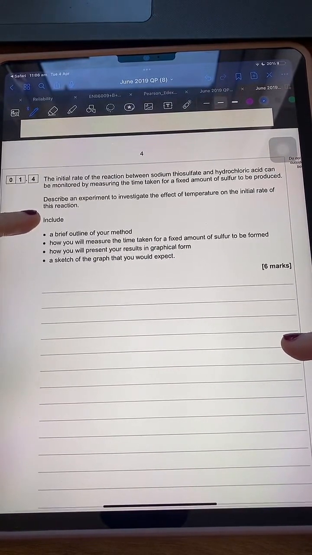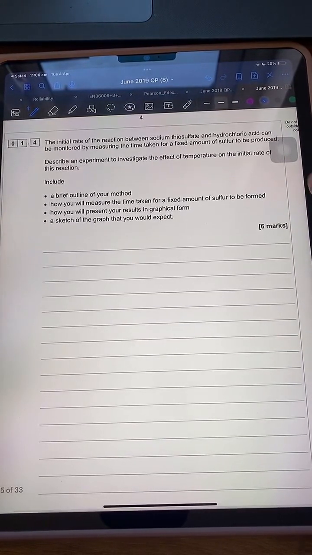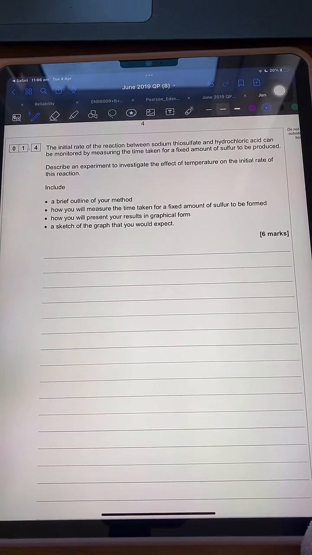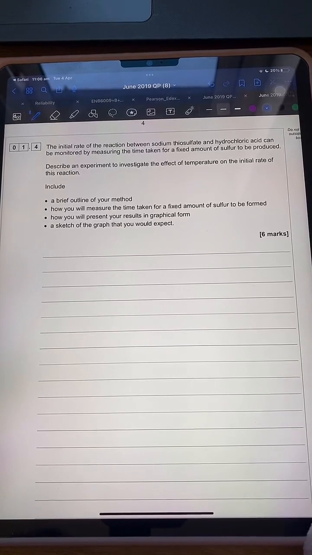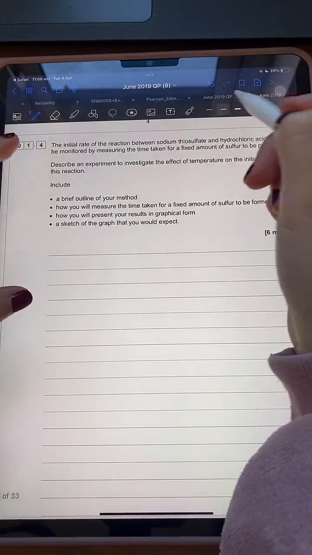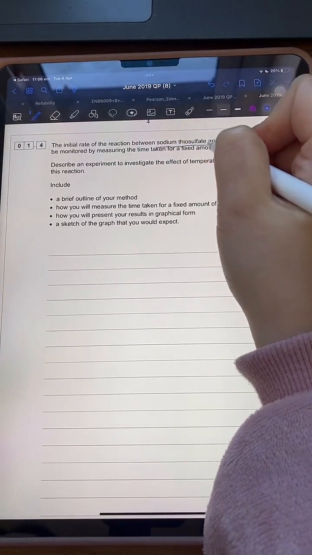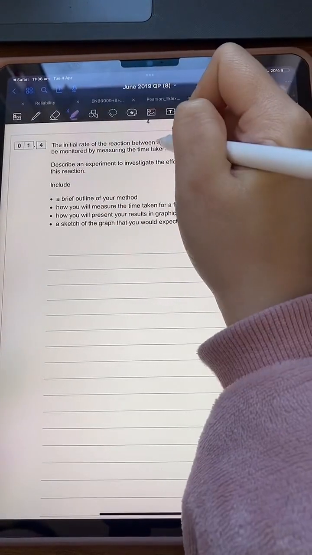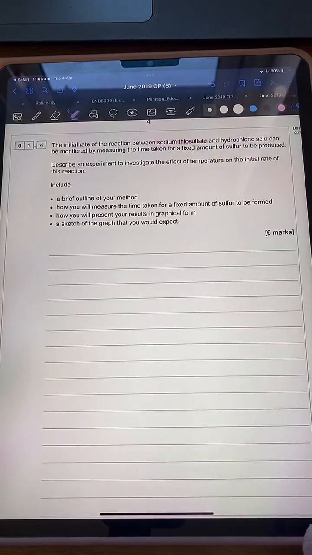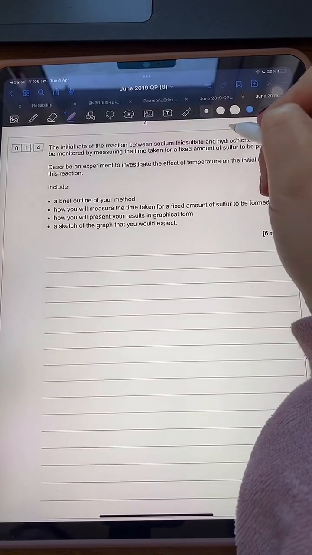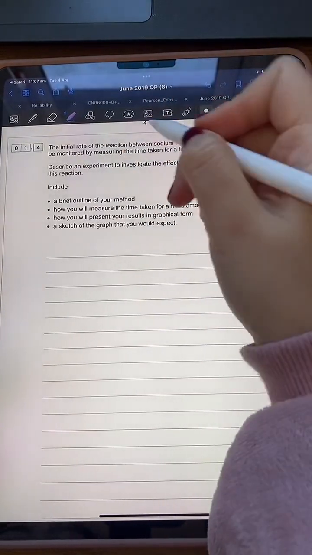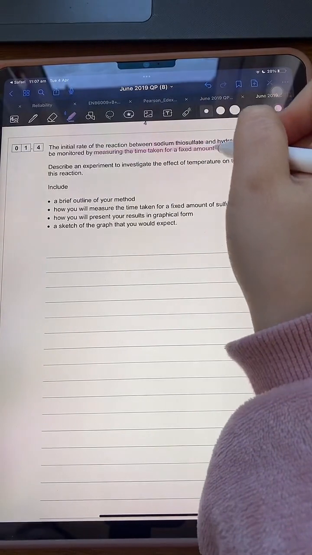Okay, so let's see how we can approach a 6 marker question here. The initial rate of reaction between sodium thiosulfate, I'm going to highlight that because I believe it is important, so you can see that I'm highlighting it. Sodium thiosulfate and hydrochloric acid can be monitored by measuring the time taken. So we're already told what we're doing here. Measuring the time taken for a fixed amount of sulfur to be produced.